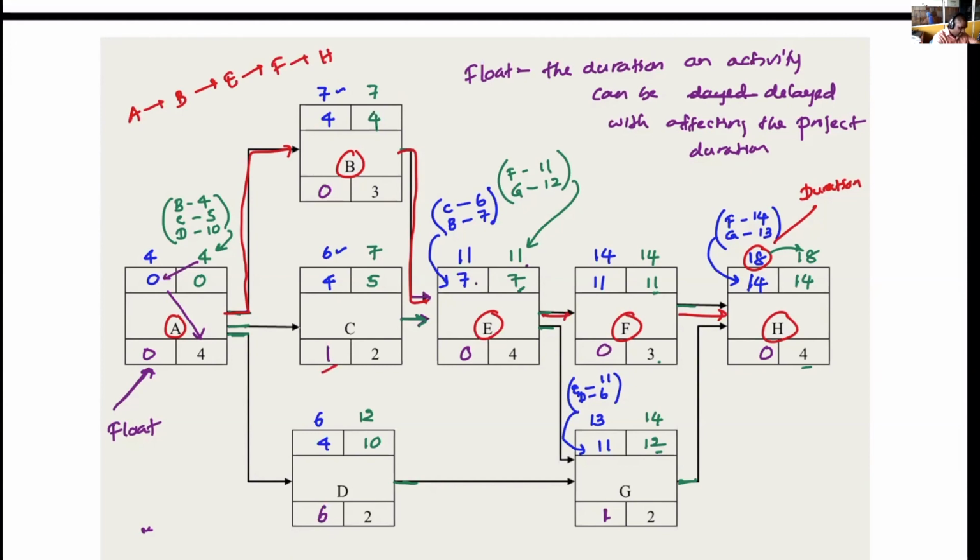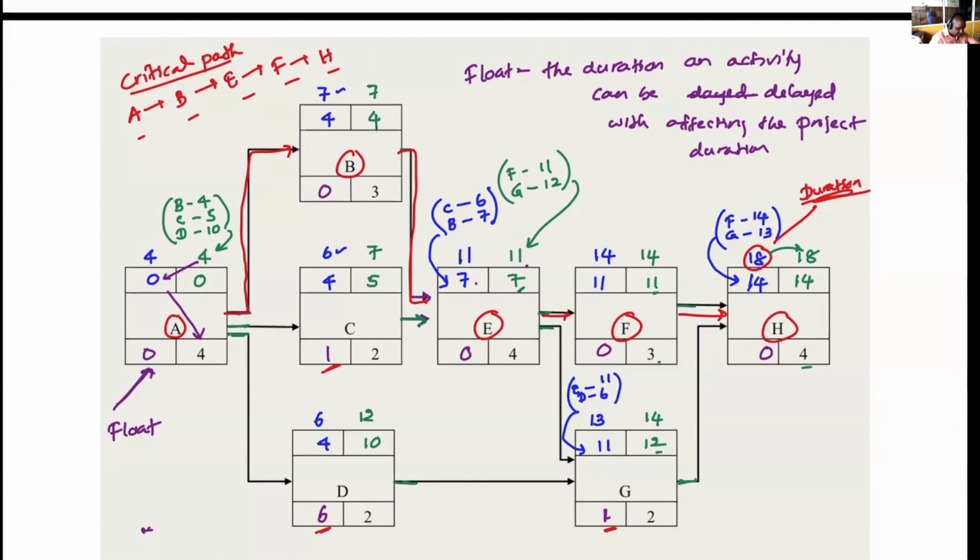C, you can delay by 1 day. D, you can delay by 6 days. G, you can delay by 1 day. So that this 18 is not affected. The duration is not affected. But if any of those activities, A, B, E, F, or H, is delayed, the entire project is going to be delayed. So there's a path connecting these activities. We call this a critical path. A, B, E, F, H is the critical path of this project.